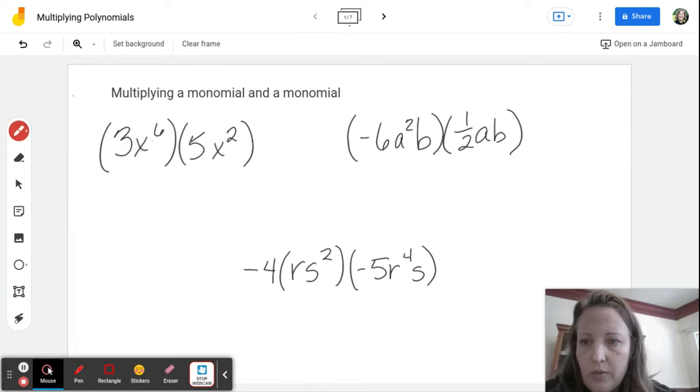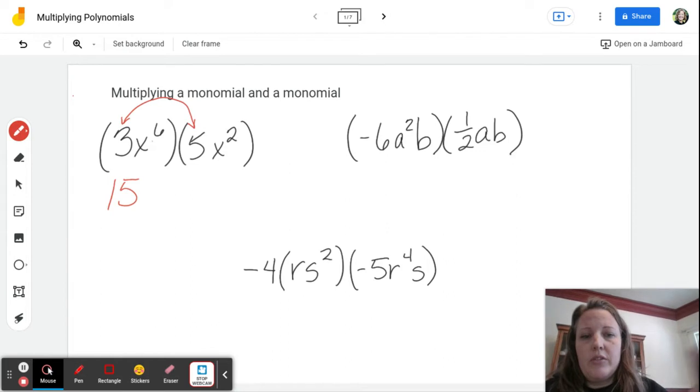Okay, I'm going to start by just multiplying a monomial times a monomial. So 3x to the 6th and 5x squared. Now this is like what's in your notebook. As we discussed, you're going to look and see if there are any coefficients, and you're simply going to multiply those. You're going to have to remember this rule for all of this, though.